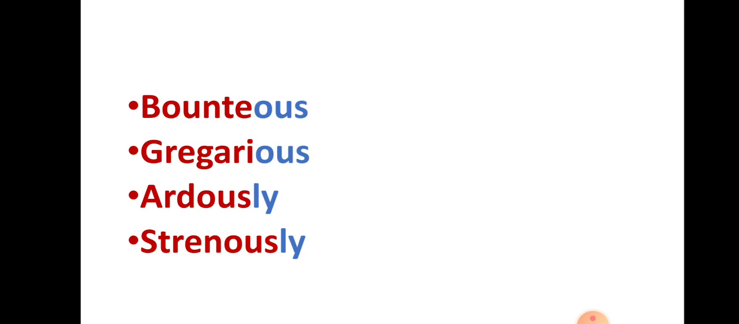Okay, so now can you guys guess the parts of speech of these four words? Bounteous, gregarious, arduously, and strenuously. It's very, very easy, because you have already learned that OUS is an adjectival suffix, LY is an adverbial suffix. So bounteous and gregarious, these two are adjectives, and arduously and strenuously, these two are adverbs.